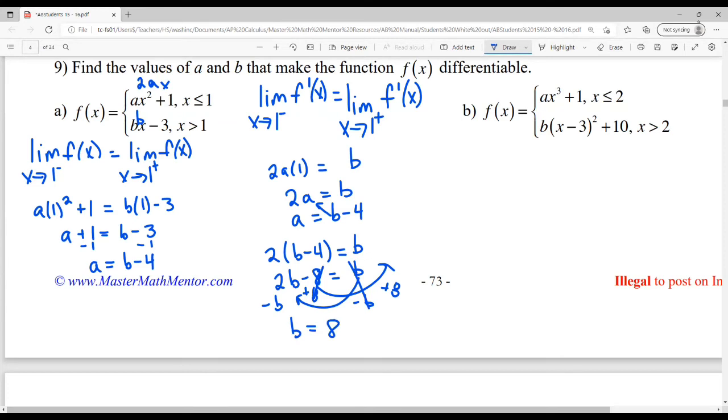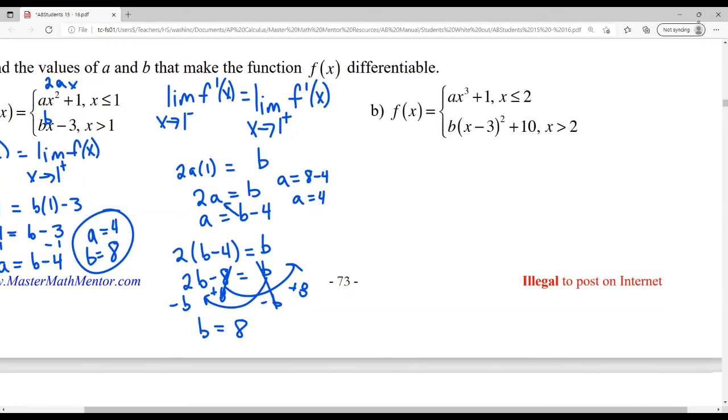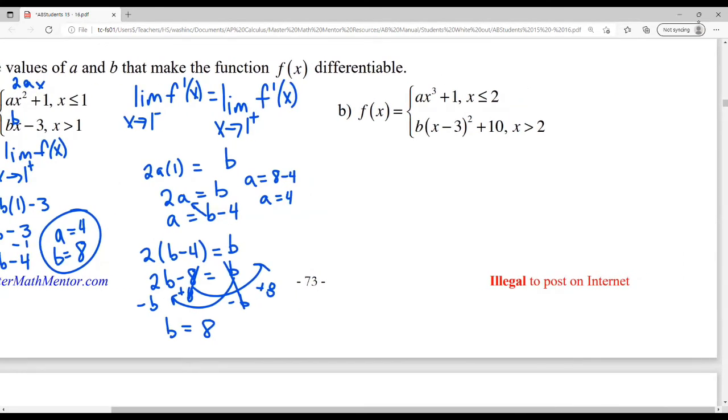And if b equals 8, we can plug that in up here. So a would equal 8 minus 4. So a would equal 4. So our two numbers are going to be a equals 4 and b equals 8, the two numbers that would make this function both differentiable and continuous. Remember, if it's differentiable, it is also continuous. But if it's continuous, it may or may not be differentiable.